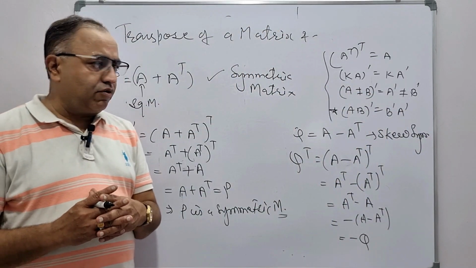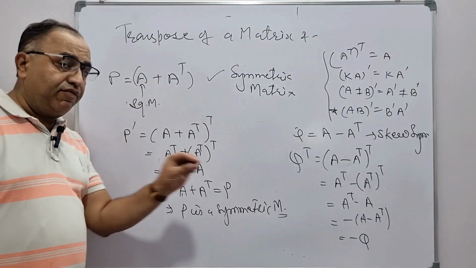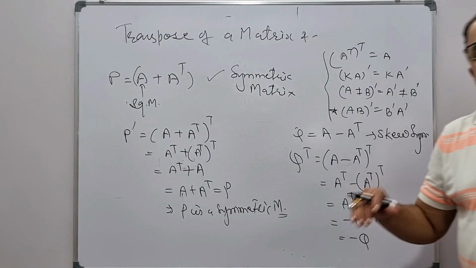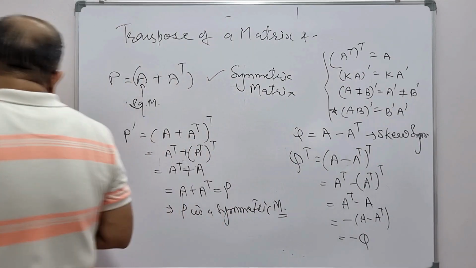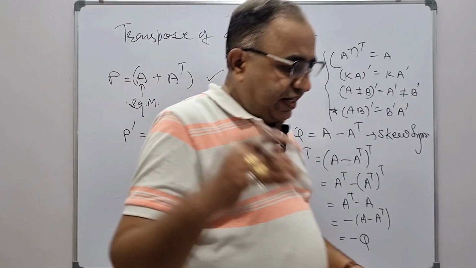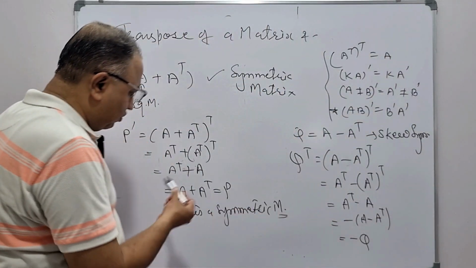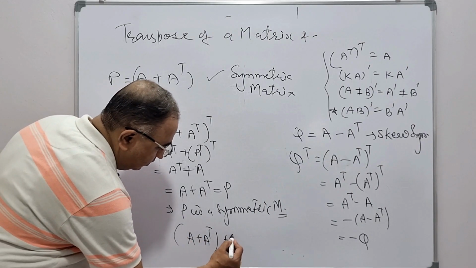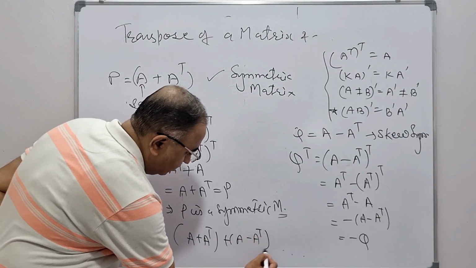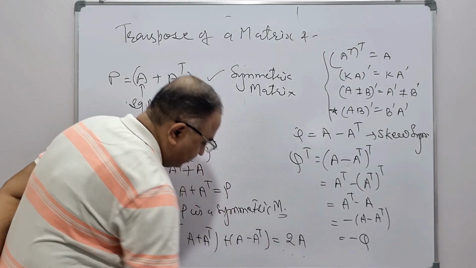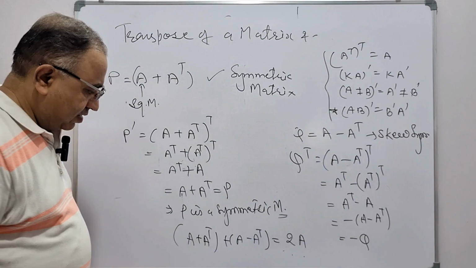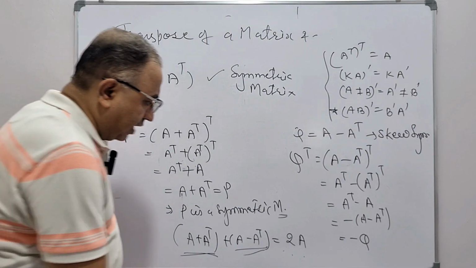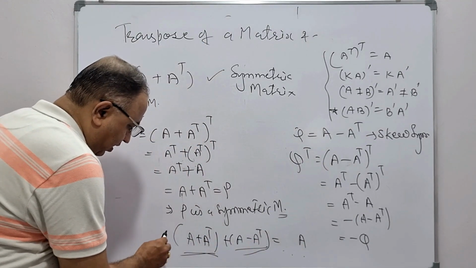So what is the result now? A plus transpose of A is always a symmetric matrix. A minus transpose of A is always a skew symmetric matrix. And with the help of this result, what do we conclude? If you add both, that means P plus Q, the result is 2A. This is a symmetric matrix and this is a skew symmetric matrix. If you add both, what you are getting? 2A. So that means if you remove this 2 from the right hand side, it becomes half.